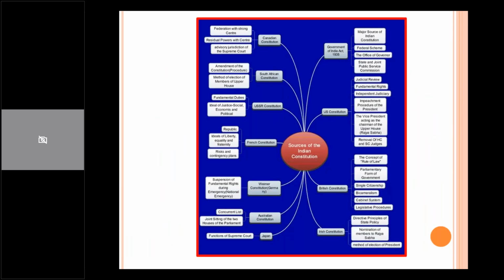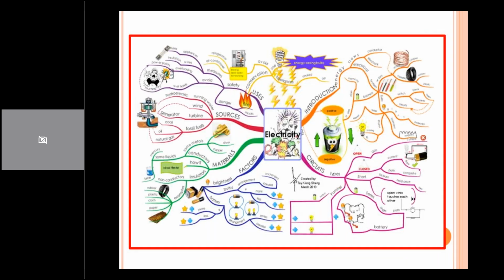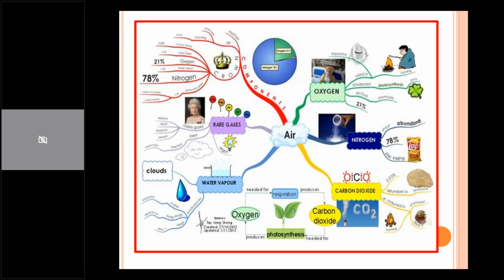And you know, Indian constitution has borrowed ideas from many different constitutions. And this mind map shows what are the different concepts we have borrowed from many different countries. And here's a mind map on electricity and its effects. And once again, here's a mind map on air, its components.